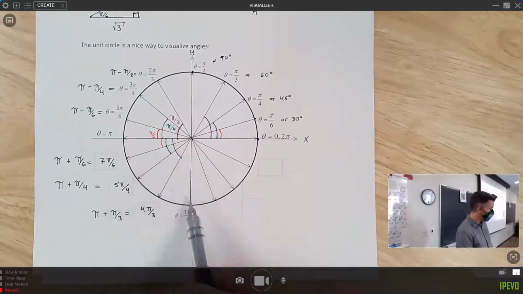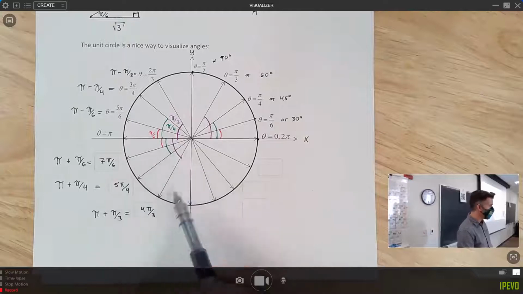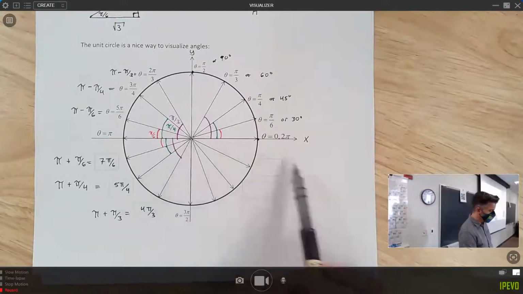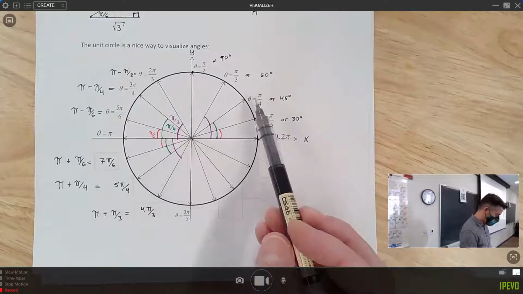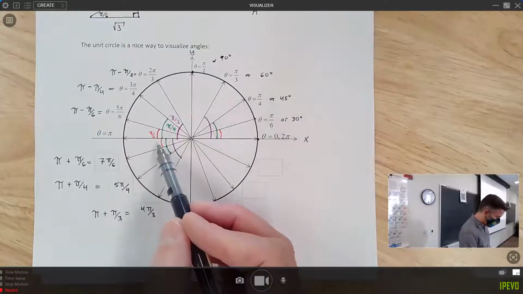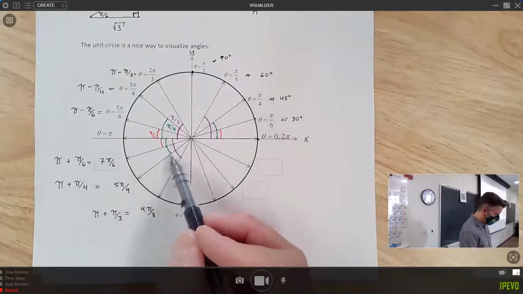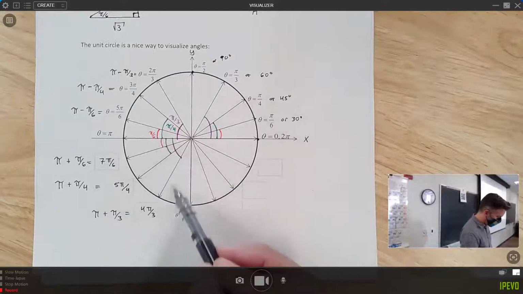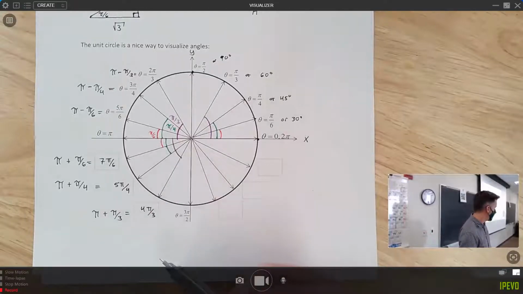So now we have 3 new angles, and each angle in the third quadrant over here has a reference angle that's one of the angles in the first quadrant. 7 pi over 6 has a reference angle of pi over 6. 5 pi over 4 has a reference angle of pi over 4. And 4 pi over 3 has a reference angle of pi over 3.